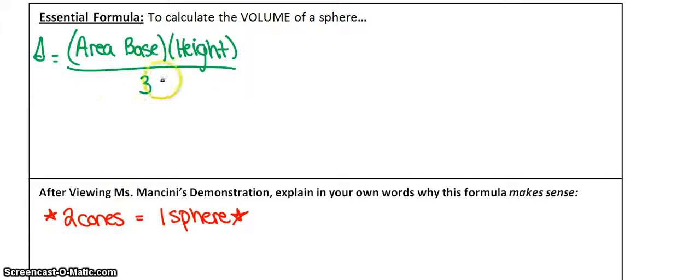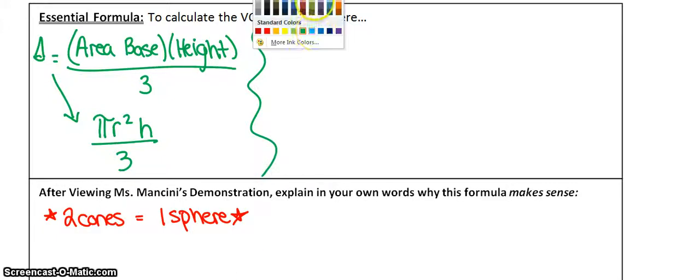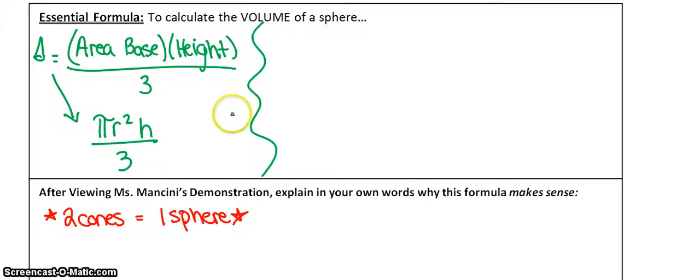Now for a cone, the base is a circle. So to find the area of the base, it'd be pi r squared. So it's pi r squared times my height divided by 3. So that's how you find the volume of a cone. But what we said is that 2 cones equals 1 sphere. So all of that work there is for cones. Let's go ahead and figure out what the volume of a sphere is.